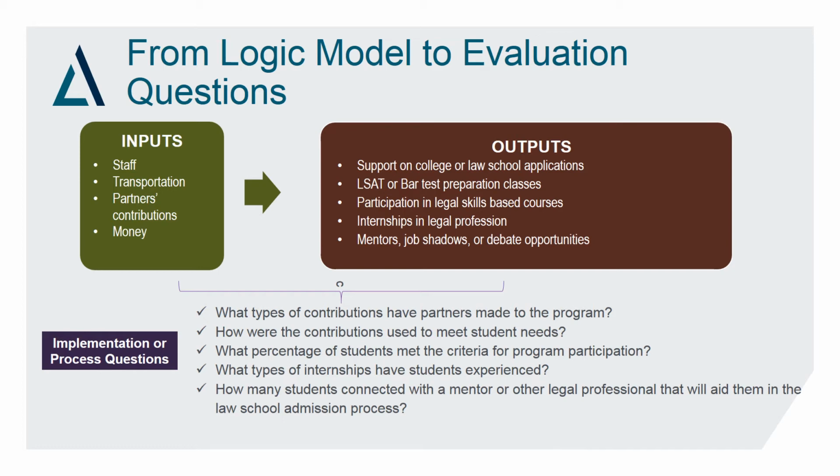Another process question can focus on whether your program is offering activities to students that meet their needs. Such questions might be, what types of internships have local law firms, courts, or government agencies offered to students? An answer to this question will give you a baseline of what's being offered to students. A follow-up question would then ask the extent to which those internships have met student needs.